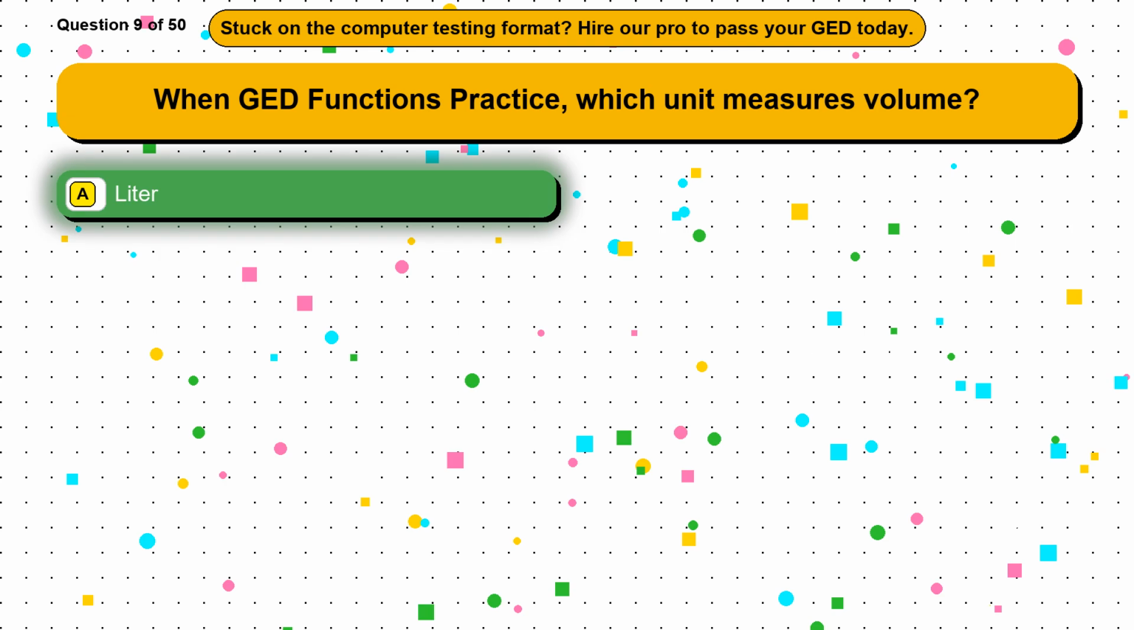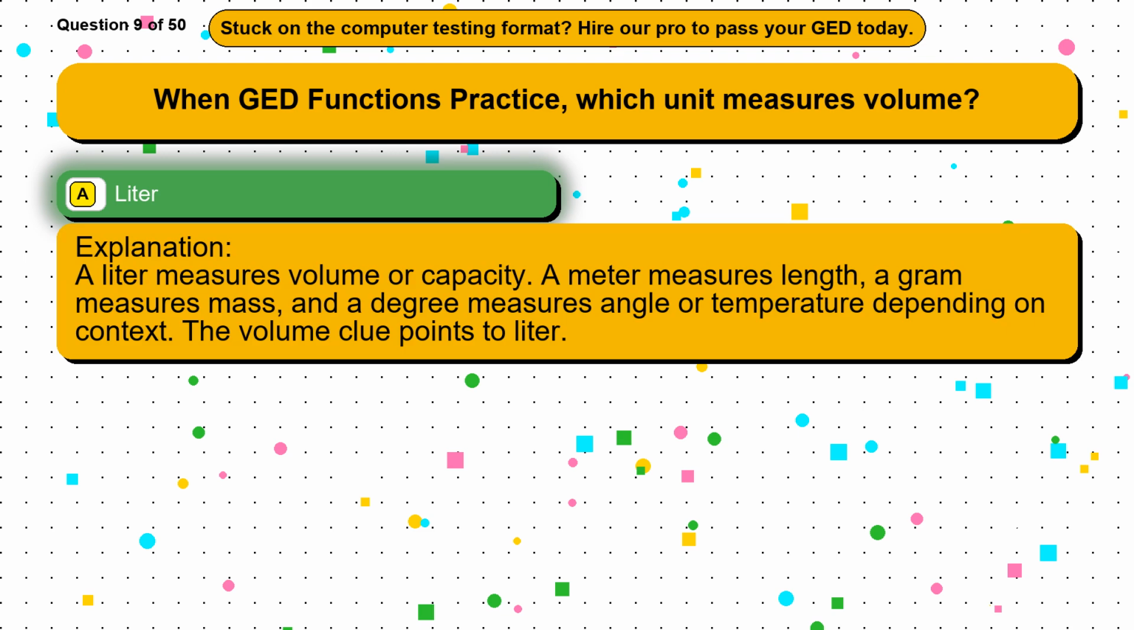The correct answer is option A. Liter. A liter measures volume or capacity. A meter measures length, a gram measures mass, and a degree measures angle or temperature depending on context. The volume clue points to liter.